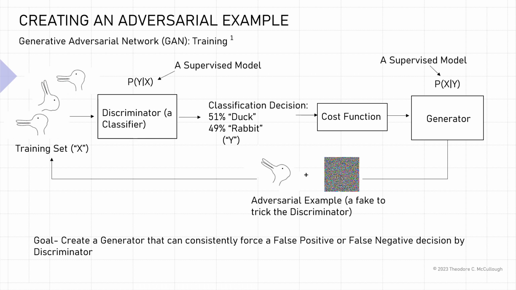Once the discriminator can be convinced that the adversarial example is real, hence the attack being successful, then it is unfrozen and retrained, and then you repeat the process.